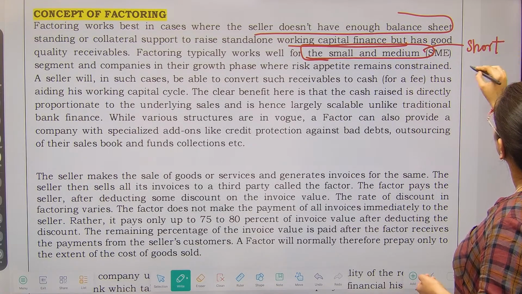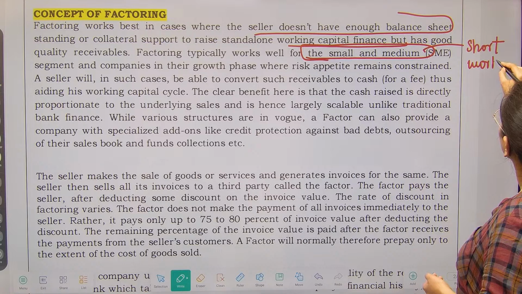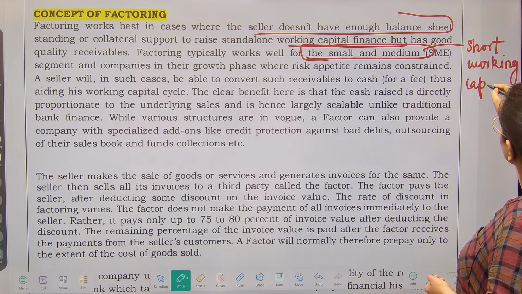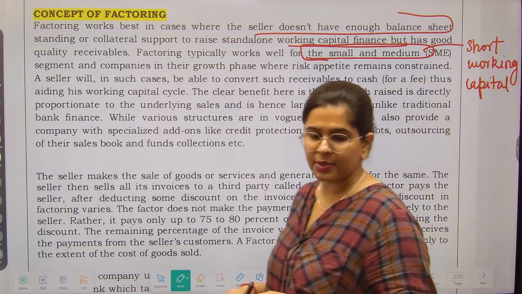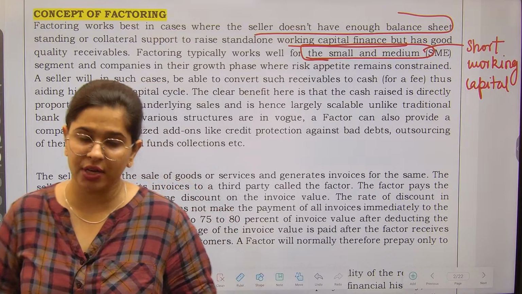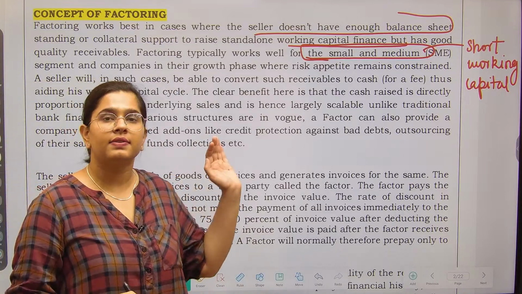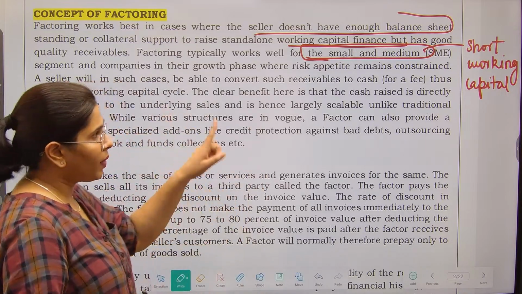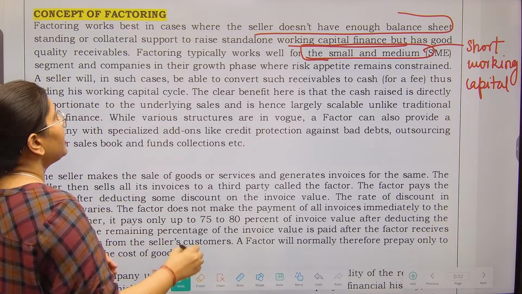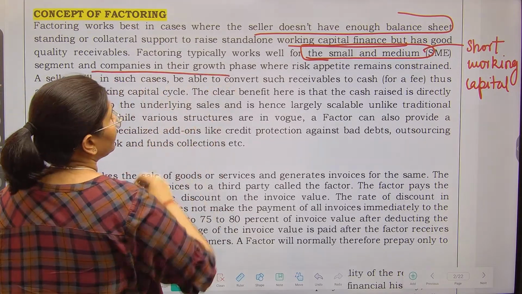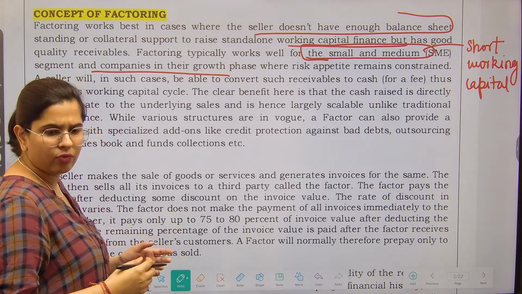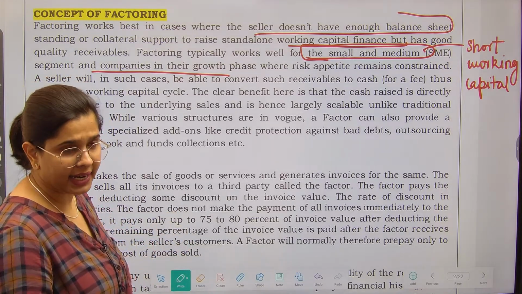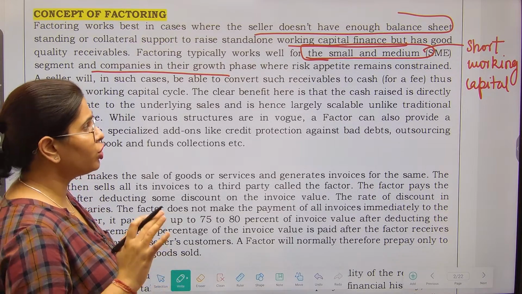शॉर्ट वर्किंग कैपिटल, ठीक है, इनके पास जो है वर्किंग कैपिटल का अमाउंट थोड़ा कम होता है, सो दे वांट क्विक कलेक्शन, ठीक है। ये जो स्मॉल मीडियम एंटरप्राइजेस होती हैं, दे वांट क्विकर कलेक्शन एंड दैट इज व्हाई दे टेक द services of factors. Number one thing, please remember. After that, companies in their growth phases where the risk appetite remains constrained do not want to face the risks of bad debts. Bad debts का ज़्यादा risk उनको चाहिए नहीं.